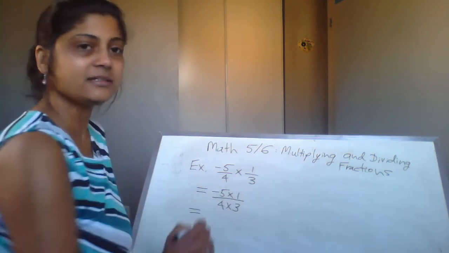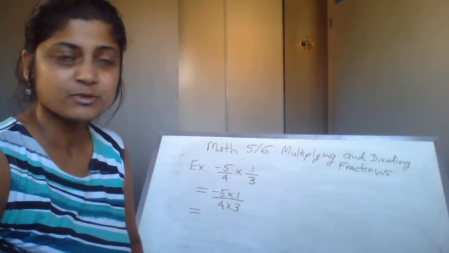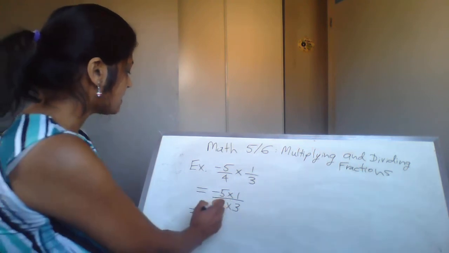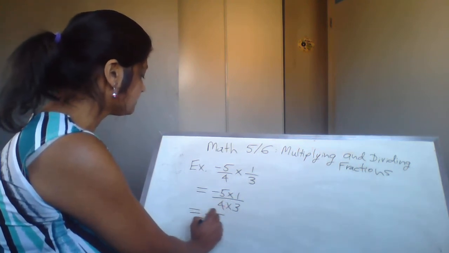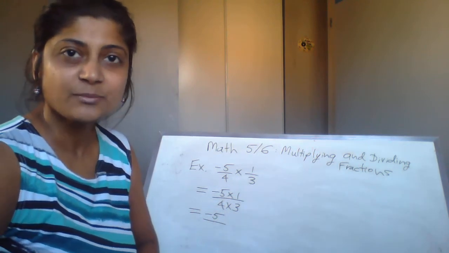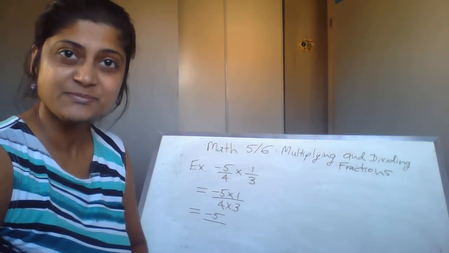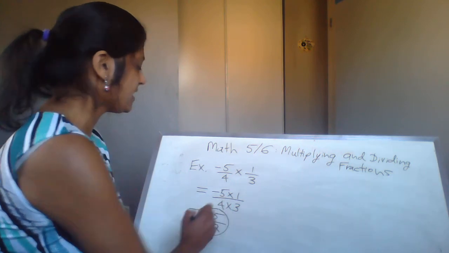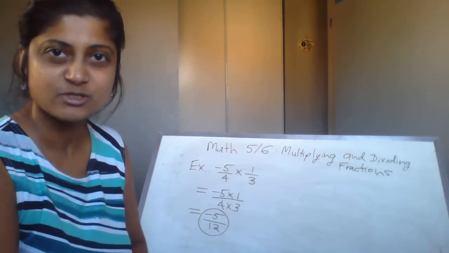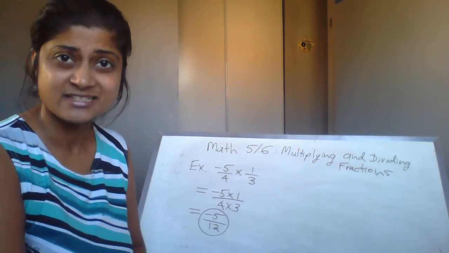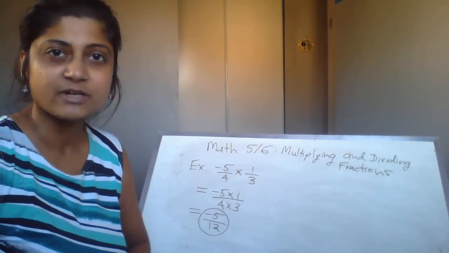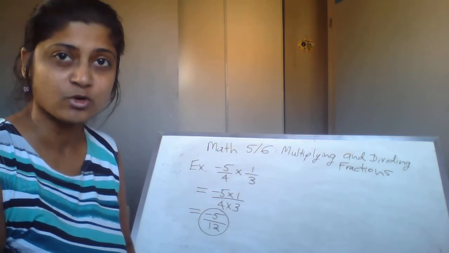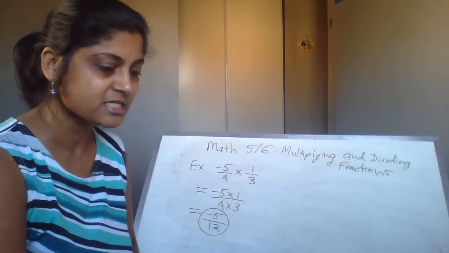Does everyone see that? And we're multiplying these two numbers. I'm going to keep the negative sign with the numerator. So negative 5 times 1 is negative 5 on the top. And on the bottom, we're doing 4 times 3, which is equal to 12. This is my final answer. It is negative 5 over 12. And it is as simple as that. Make sure when you get your final answer, if you can reduce it, I would reduce it into the simplest form. So let's try another example here.